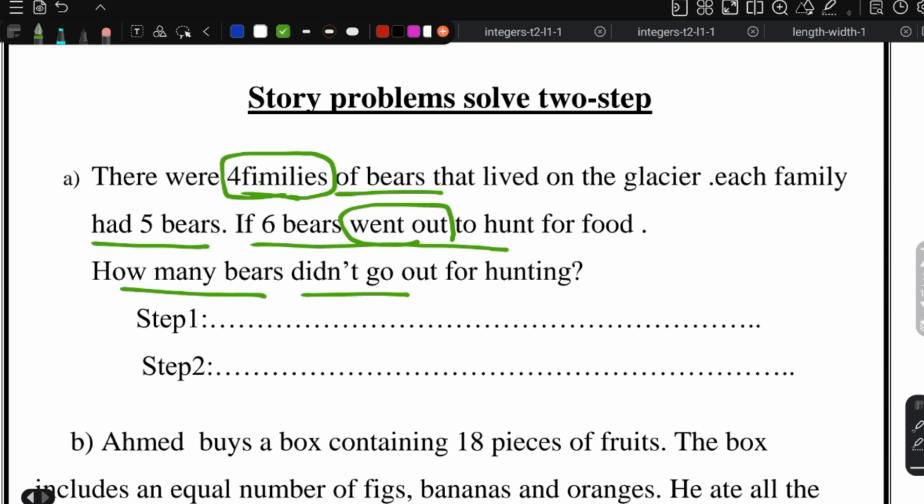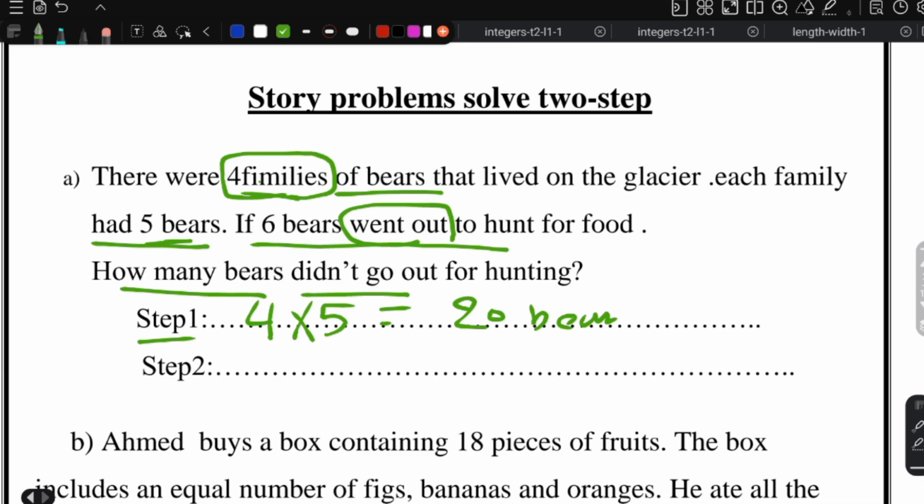So I have 6 out, so how many are left? This is the meaning of the question. Step number one, I have to know the total number. I have 4 families. In each family, I have 5 bears. To know the total number, multiply 5 times 4, which is 20. 20 bears in all.